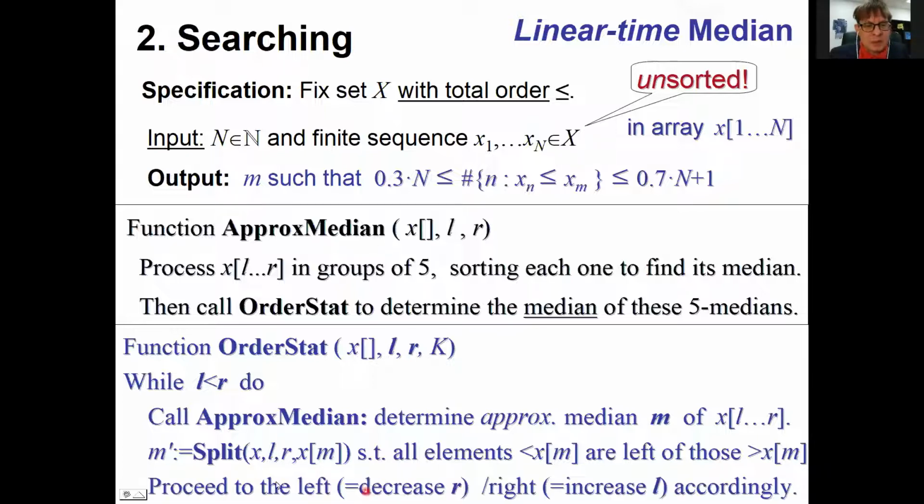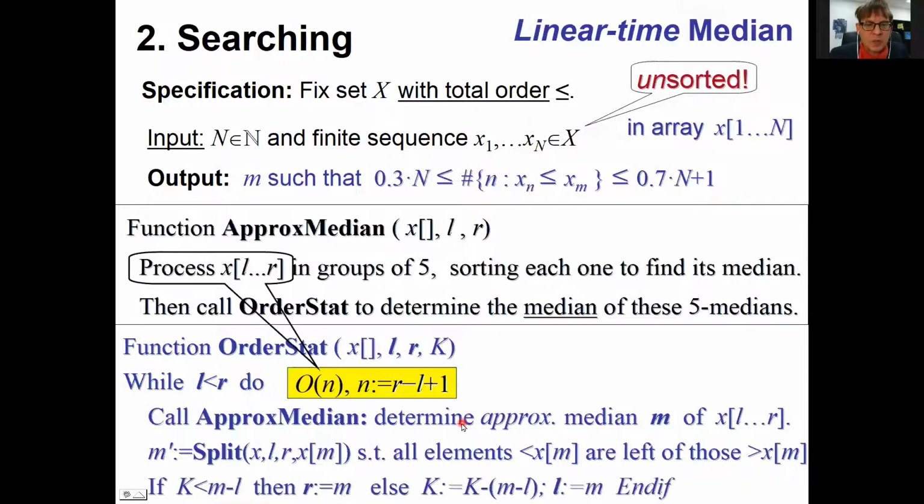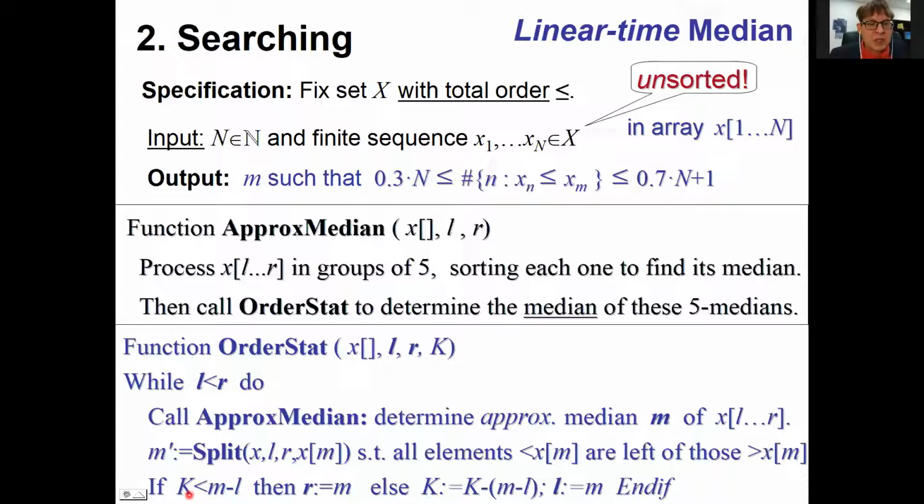It can proceed either to the left or to the right, according to where the kth order statistic is going to be. Let me make that more precise. If k, the order statistic we're looking at, is less than m minus l, that means the number of elements in the left part, right? The left part starts with L. If the number of elements in the left part is greater than k, then the kth order statistic is going to be in that left part.